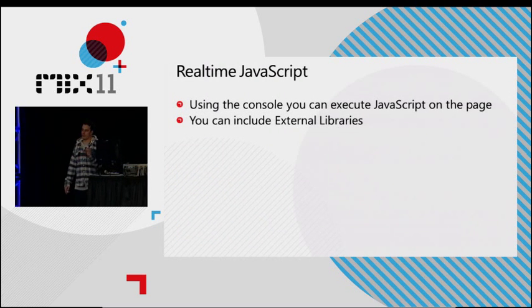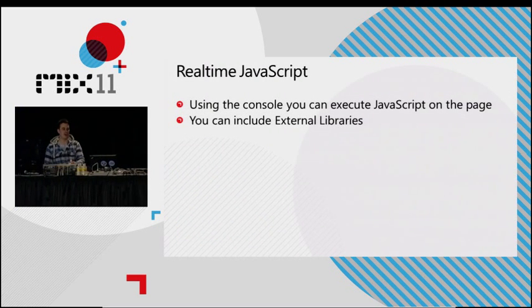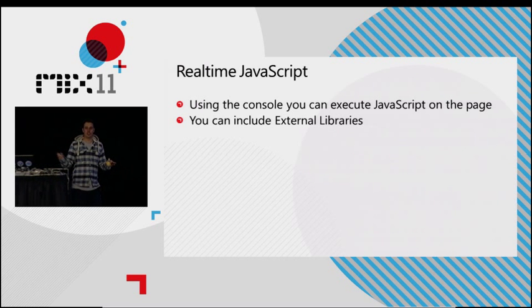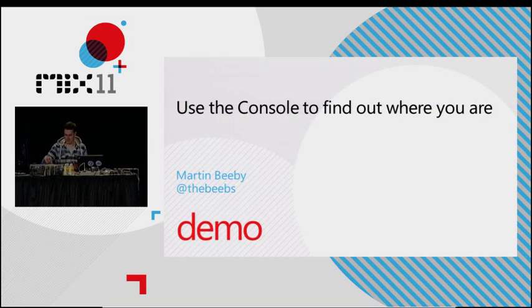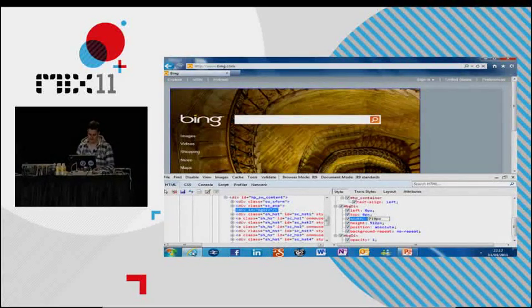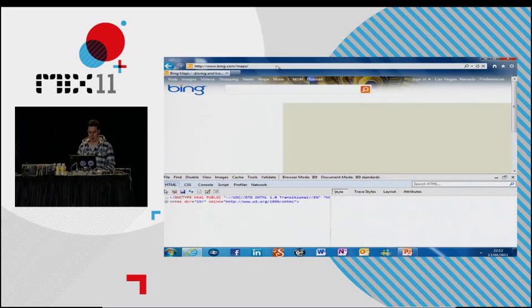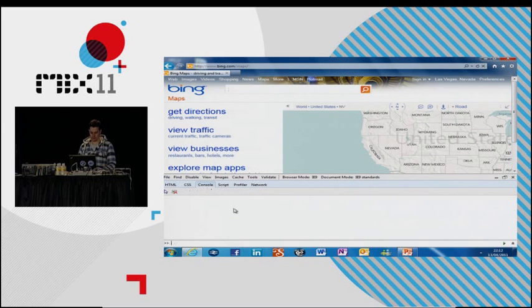So the other thing which I really like is the ability to execute JavaScript on any site just by going into the script console. We can even include external libraries if you want. So if we just want to try something and see how something works, we can try that. And I'll just demo that as well. And this time I remembered to change the screen over. So let's go to Bing Maps this time. And we'll go over to the console. So we can just execute regular JavaScript in the console. So if I just do good old-fashioned alert.